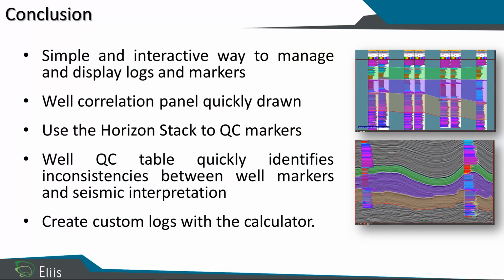So as a conclusion, well data such as logs and markers can be easily managed and created, then displayed and used for correlations. They can be combined with horizon stacks in order to identify critical stratigraphic surfaces. Furthermore, the well-markers QC table enables you to quantify inconsistencies between markers and seismic interpretation, also providing an optimization of secondary processes such as properties modeling.